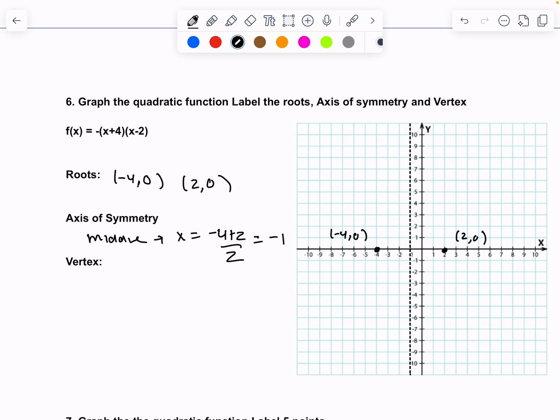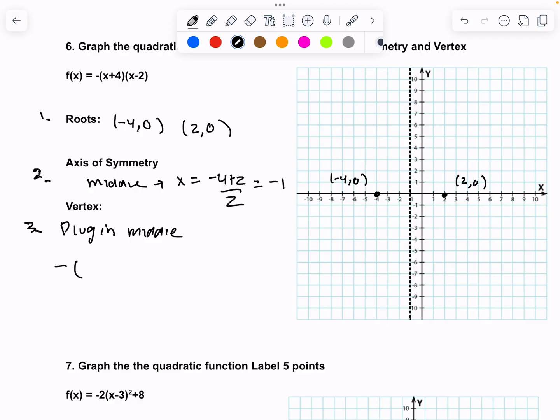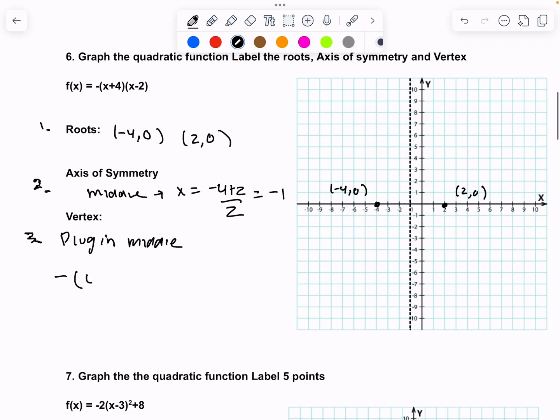So after you do the middle, the first step is to find the roots, second step is to find the middle, third step is plug in the middle. Okay, so plug in the middle. I'm going to go back to my equation, and every time I see an x, I'm going to replace it with a blank parentheses. So I see an x, something plus 4, and then something minus 2. The middle is negative 1, so I'm going to plug in negative 1 into there.